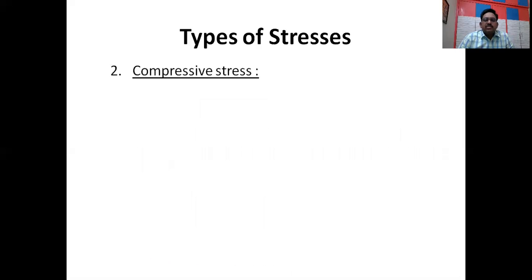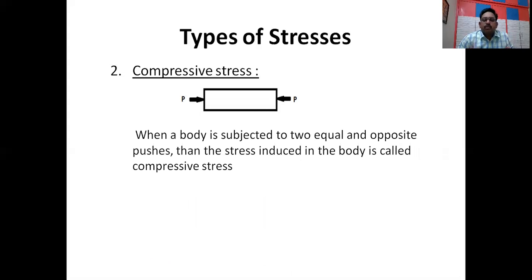Now, the second stress is called compressive stress. So what is a compressive stress? When a body is subjected to a compressive load, that means two equal and opposite pushes, inside towards the body along the longitudinal axis, then the stress induced in the body is called compressive stress. So when a compressive load is applied on a body, the corresponding stress we call a compressive stress.